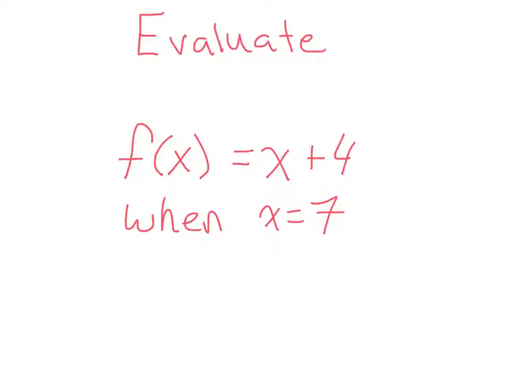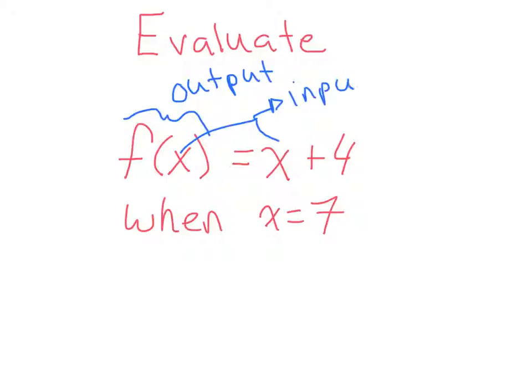So we need to talk real quick about what a function, well, we talked about what a function is, but we need to talk about the parts of this function. The f of x is the output. The x is the input, and the expression on the right-hand side is the function rule.